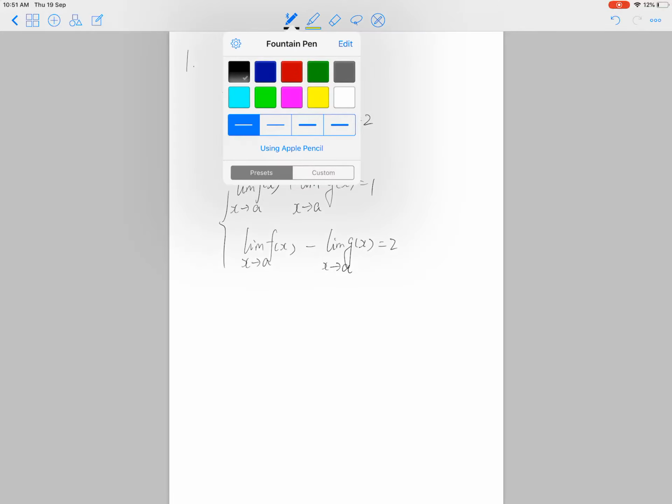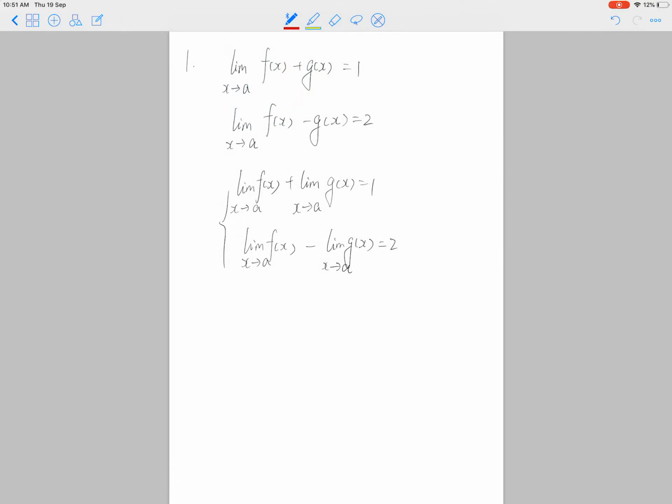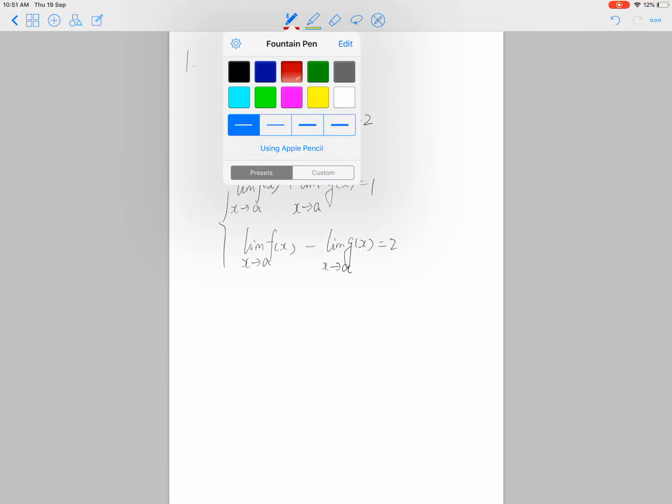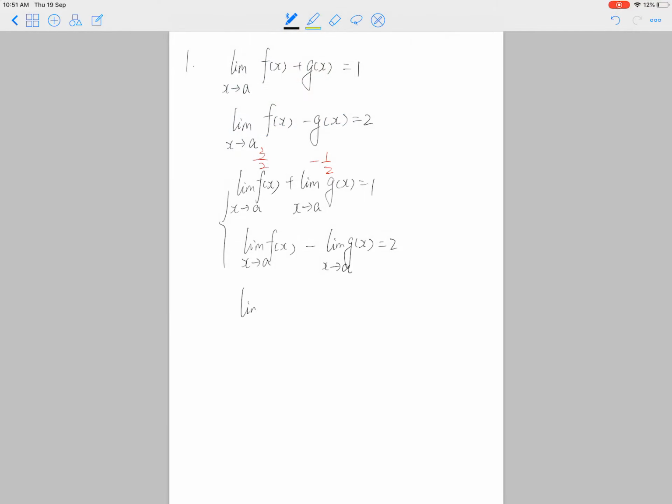Okay, so this should be 3 over 2, right? This should be negative 1 over 2. Right, you solve it. So the limit of f(x) times g(x) is the limit of f(x) times the limit of g(x). Right, it is 3 over 4. Okay.